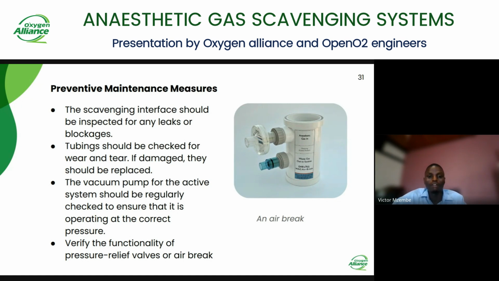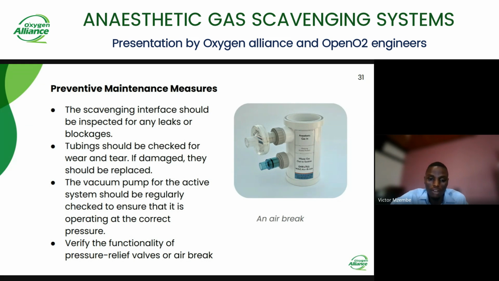And another thing, the vacuum pump. So this is for the active system mostly. The vacuum pump should be regularly checked to ensure that it is operating at the correct pressure. Most of the systems come with testing equipment that you can use to ensure that the system is actually operating at the correct pressure. And for the central scavenger that I was talking about, you have to make these tests at each and every port of the scavenger. So if the central scavenger has 3 vacuum ports, you have to ensure that all the pressures are correct according to the manufacturer's recommendations.